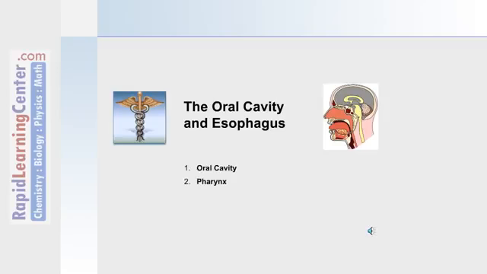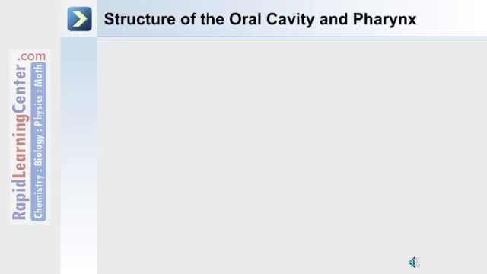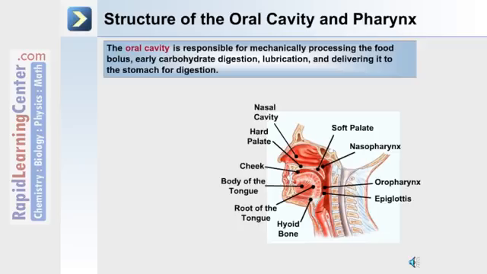Now let's move on to discuss the oral cavity and the esophagus, as well as the pharynx, which is a connection between these two. The first part of the digestive system is the oral cavity. Let's use this diagram to describe the anatomy in this region.